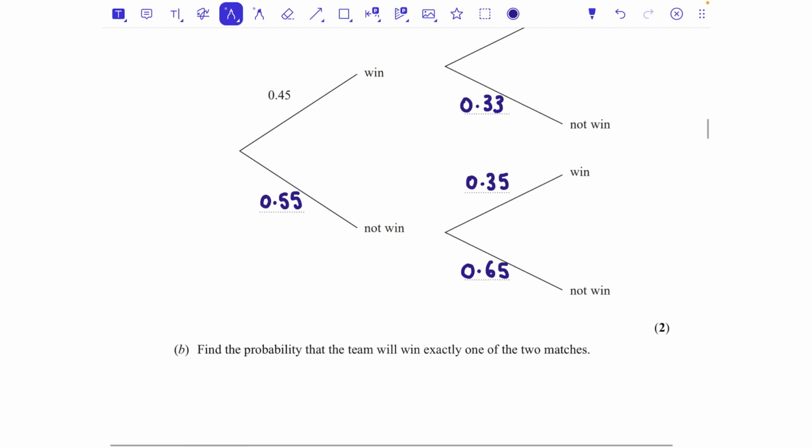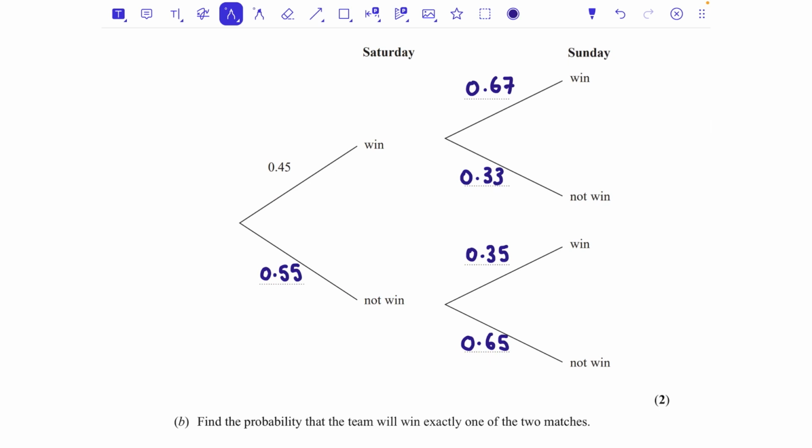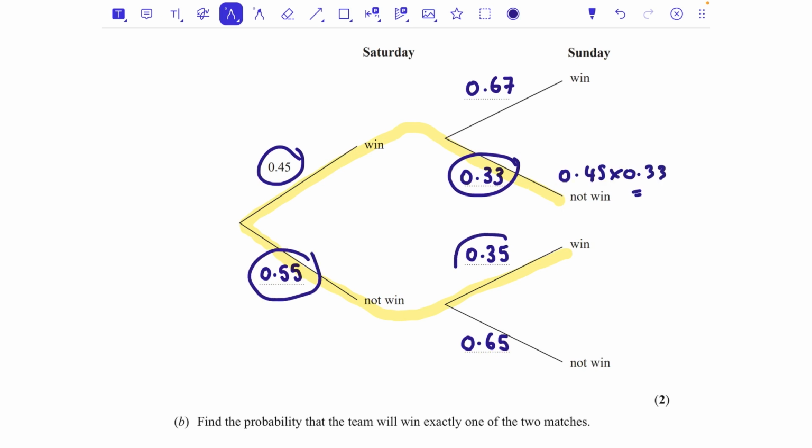For part B, it says find the probability that the team will win exactly one of the 2 matches. So in that case, we don't mind if they win on Saturday, but then we want them to not win on Sunday. Or the other situation where they would win only 1 match would be to not win on Saturday, but then win on Sunday. So those are the 2 situations that we want. We times along the branches, and then we add the ones we want. So we're going to do 0.45 times 0.33. And we're going to do 0.55 times 0.35. And then we're going to add those 2 answers together.